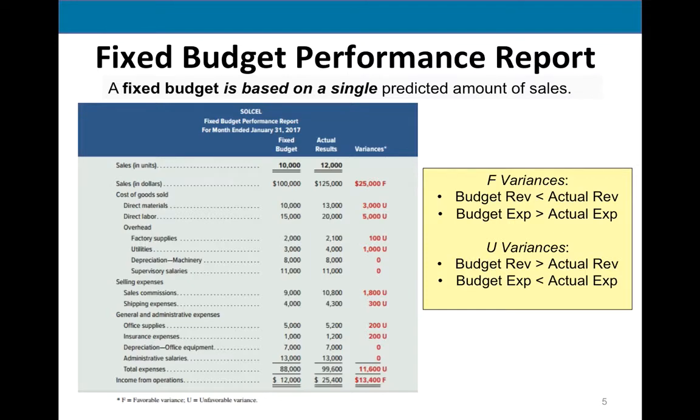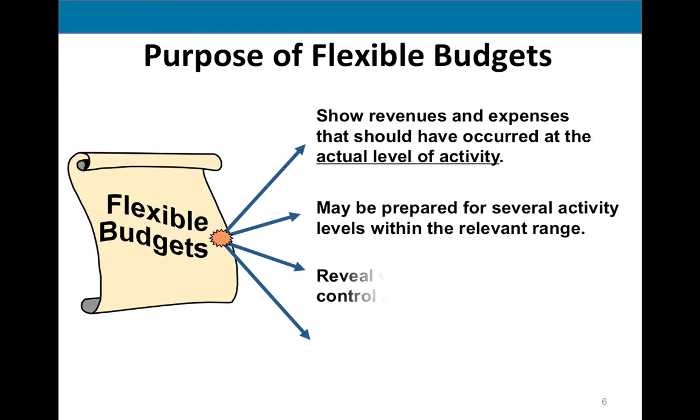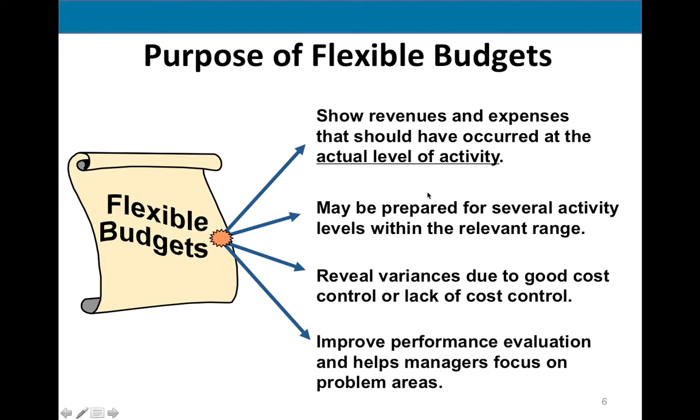So we're not going to use fixed budgets much, because again they have a lot of disadvantages, and we're going to move on to the flexible budget. Flexible or variable budgets show, like I said, revenues, expenses, and operating income or net income at various levels, including the actual level of activity.